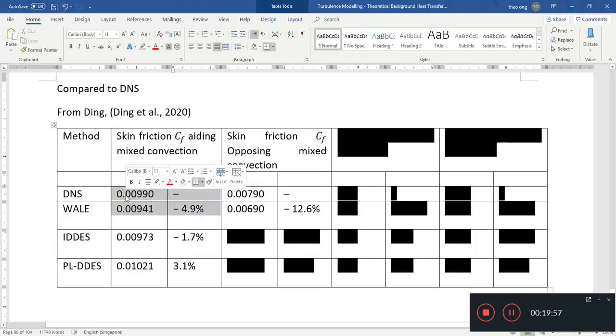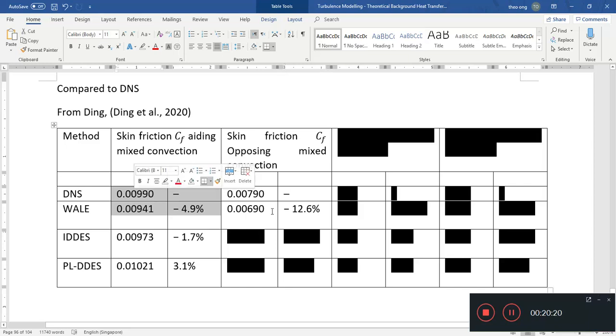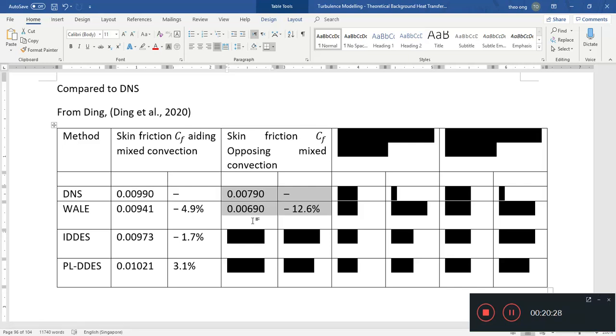So over here the agreement is relatively normal for LES standards, within 5%. If not, hopefully less, but that's going towards the Reynolds-averaged Navier-Stokes level already when you have IDDES here. So what was done here is that they used the same mesh size for the aiding mixed convection, and they used the same mesh size in the opposing mixed convection. So for opposing mixed convection, the mesh size here is actually too coarse. That's why you have this big error. This was actually mentioned in the discussion of the paper.